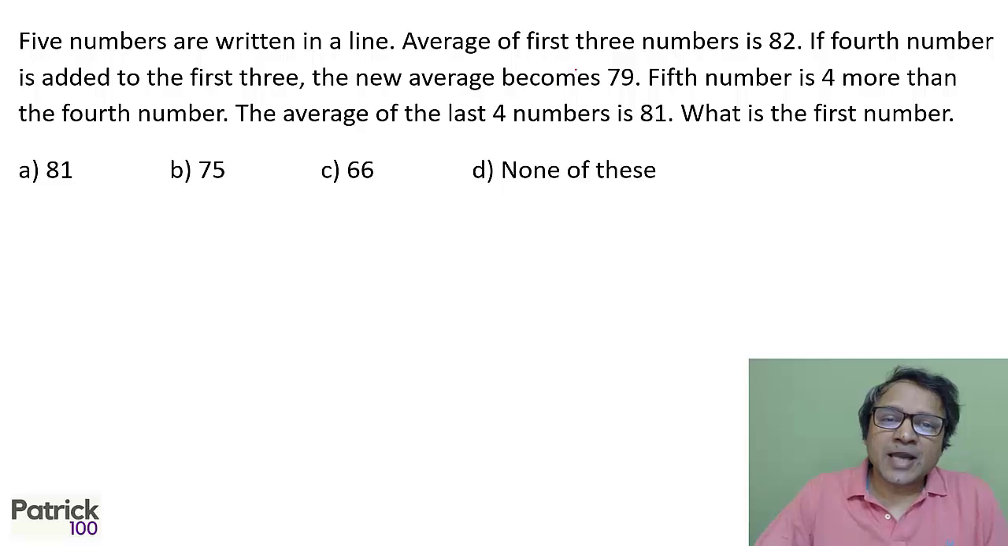So, five numbers are written in a line. The average of the first three numbers is 82. So, first three, 82. The fourth number is added to the first three and the average becomes 79.